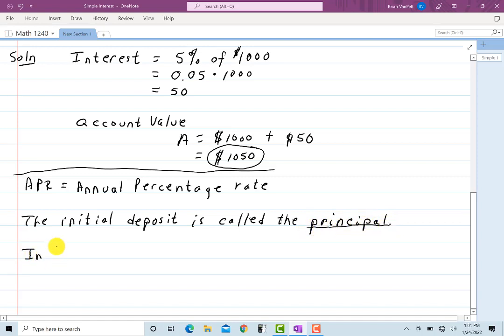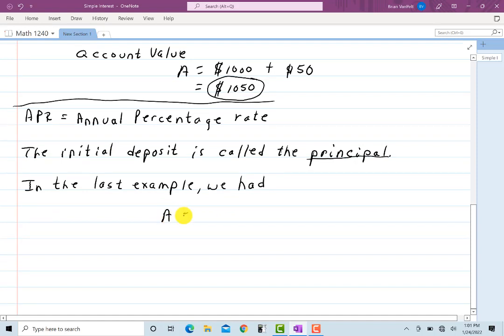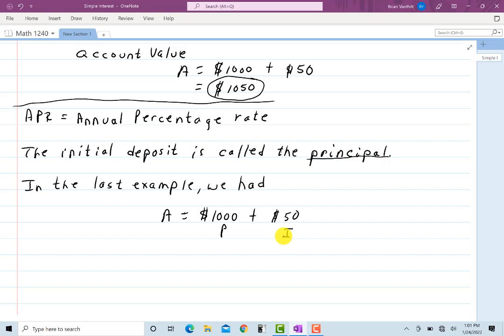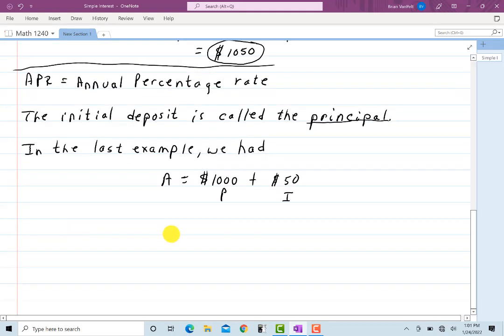In the last example, the total amount was the initial deposit, which was $1,000, plus the interest. So I'm going to call this by the letter P for principal, and then I guess I can call this by the letter I for interest. So at the end of the year, we've got our initial amount that we deposited, plus we've got some extra money. Now, let's take a look at how we got that 50.